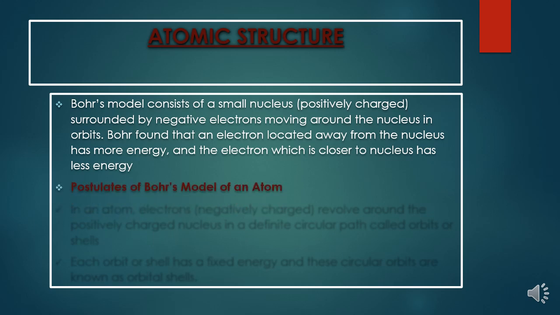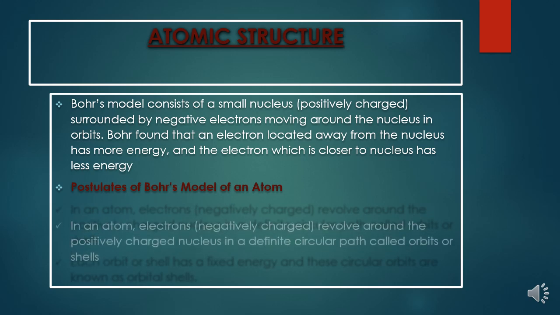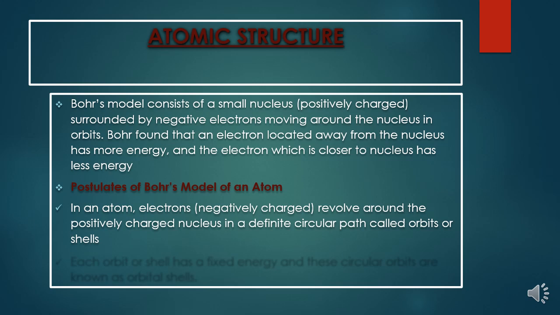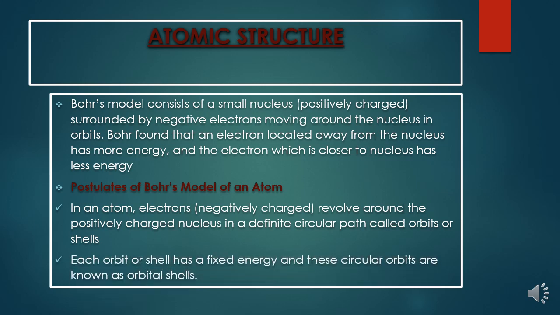So let us hear the assumptions that the Bohr model made. The assumption is that electrons are negatively charged and revolve around the nucleus with a positive charge, and they move around an orbit, as we explained, in the form of the solar system. And the other thing is that each orbit, each shell, each energy level, has a fixed amount of energy, and it moves along a circular path, known as orbital shells.